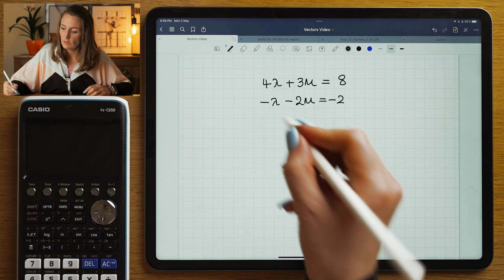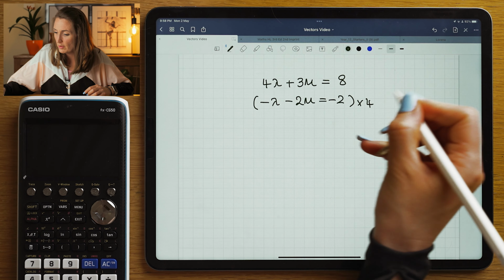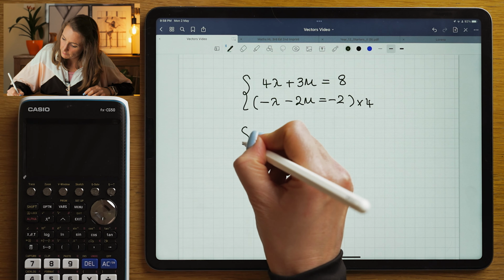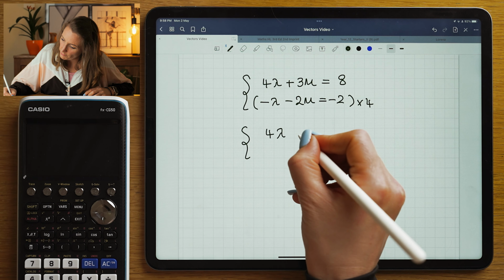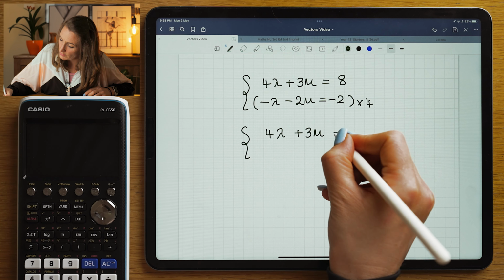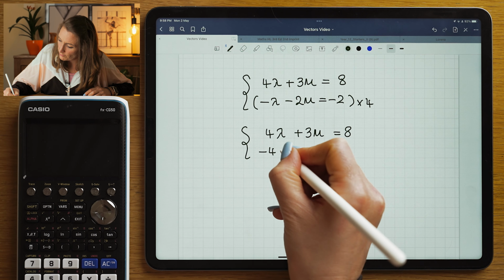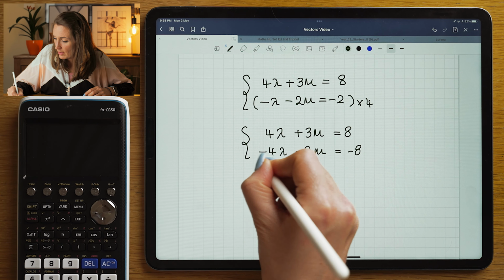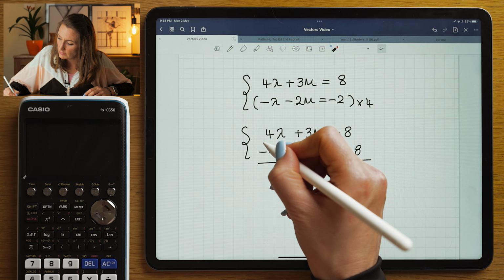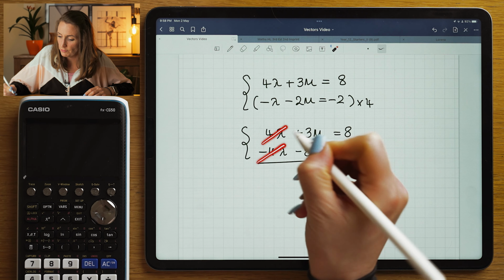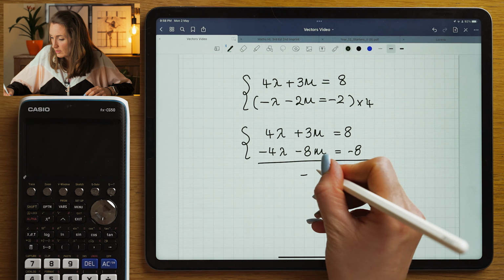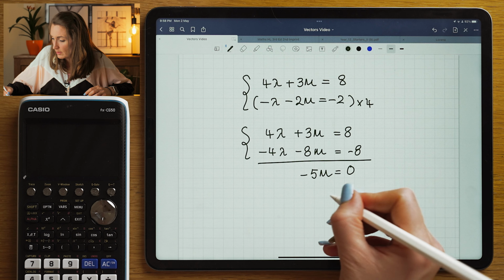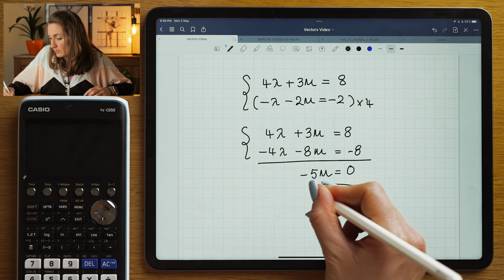To solve this simultaneous equation, I'm going to multiply this by 4, so that I would have a plus 4 lambda and a minus 4 lambda. So this would be 4 lambda plus 3 mu is equal to 8. And this would be minus 4 lambda minus 8 mu equals minus 8. I'm going to add these two together now. And then that's going to have plus 4 minus 4, which is exactly what I want. So this is going to be minus 5 mu. And this is going to equal 0. So that must mean mu must equal 0.